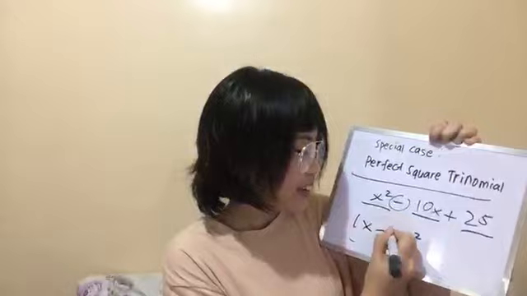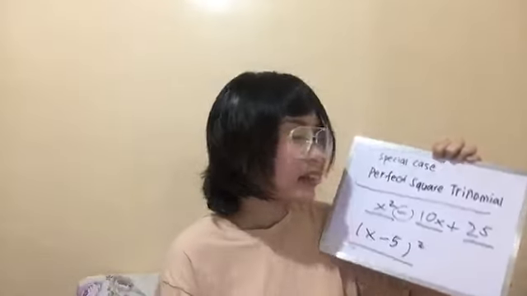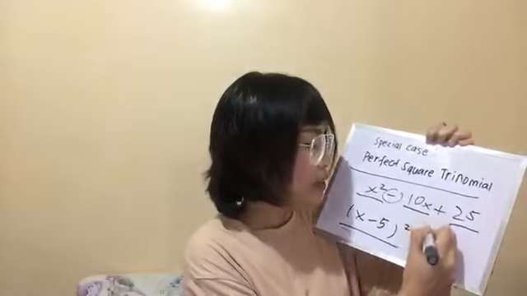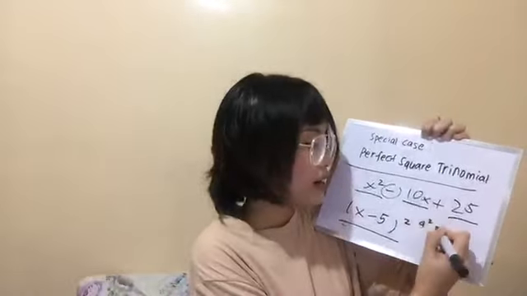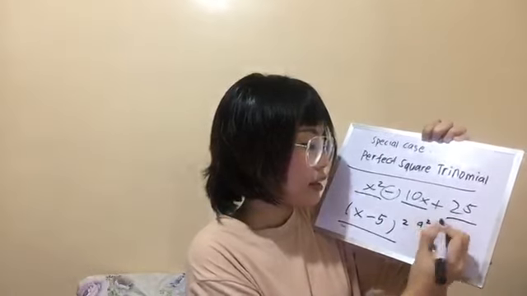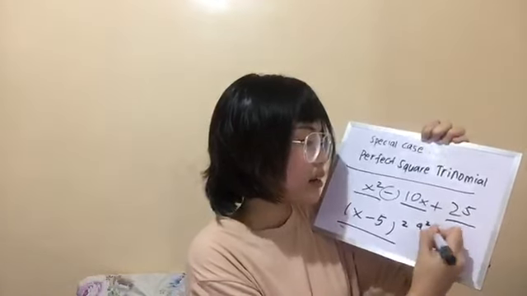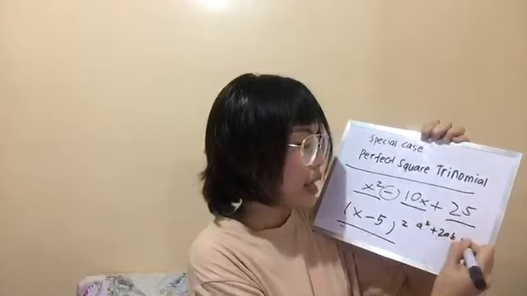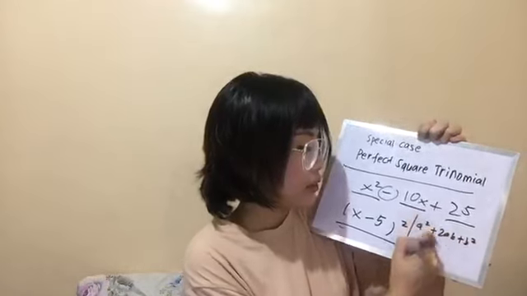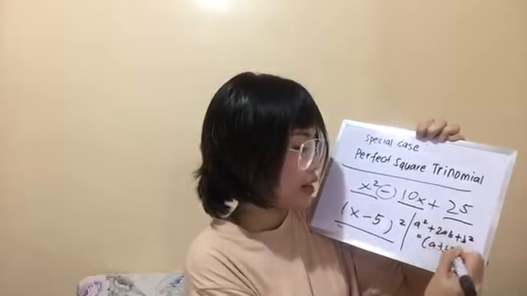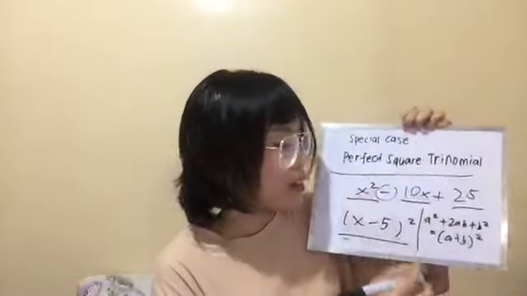Okay. So let's try, because the general equation for a perfect square trinomial is what I've given you earlier. A squared plus 2ab plus b squared is equal to a plus b squared. Okay, so this is the perfect square trinomial.